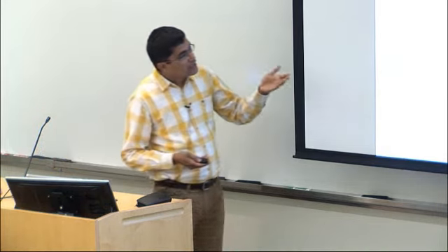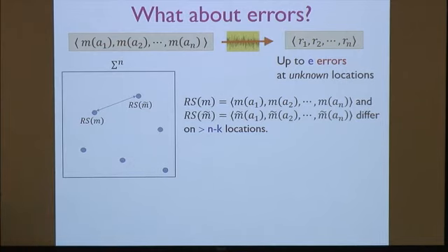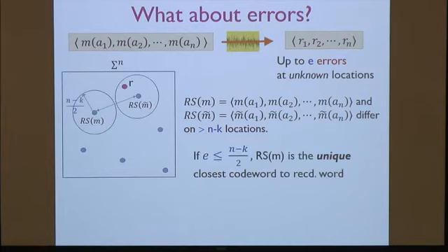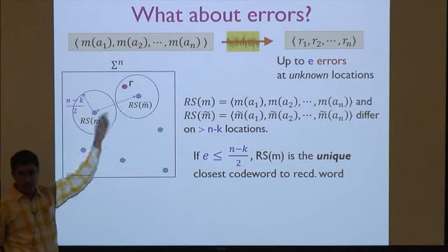And the point is, if you take 2 Reed-Solomon code words, because they encode degree k minus 1 polynomials, they're going to be quite far apart as code words. They're going to differ in more than n minus k locations, just because a degree k minus 1 polynomial has at most k minus 1 zeros. And therefore, if you start with the code word and up to (n minus k)/2 errors occur, there will be a unique Voronoi region you will be in. So you can go back to the correct code word.